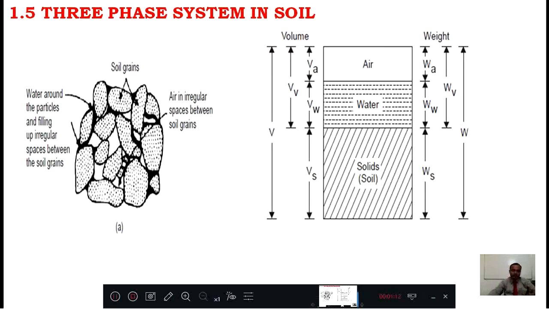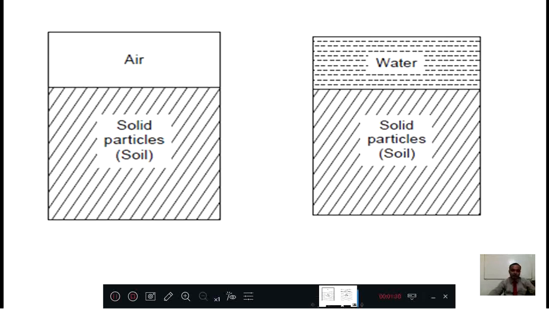After that, a very important concept, as I said, is the three-phase system in soil. The soil has three constituents: solids, water and air, and you can represent them in terms of volumes or in terms of weights. And we have extreme states of soil: dry soil, which has solids and air, and wet soil, which has water and solids. The third one is unsaturated or partially saturated soil, or bulk soil.